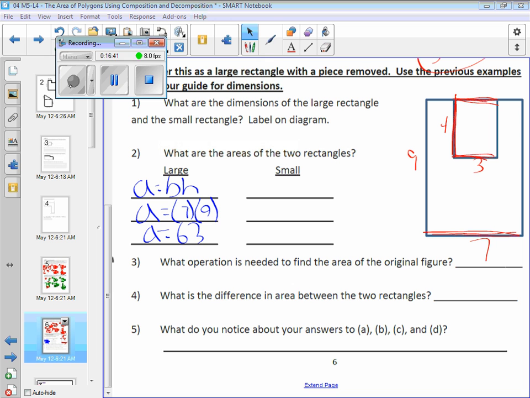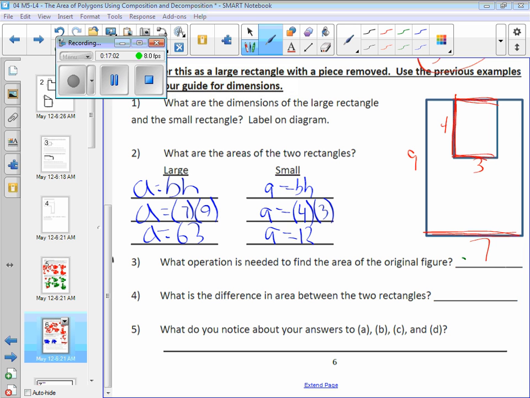Okay, who wants to come up and do the smaller piece? What's different about this? We're not adding anymore. What do we have to do? We have to subtract. We want them to get a number if you do that. Minus 12. And what do you get?